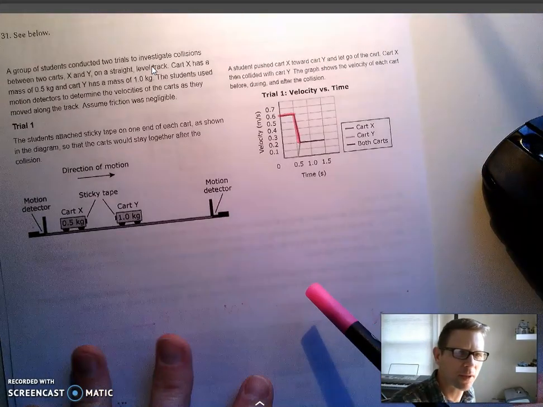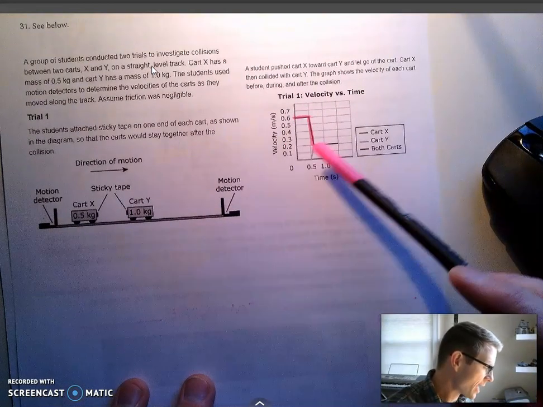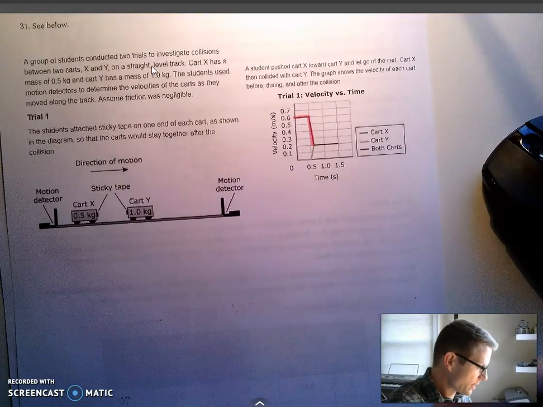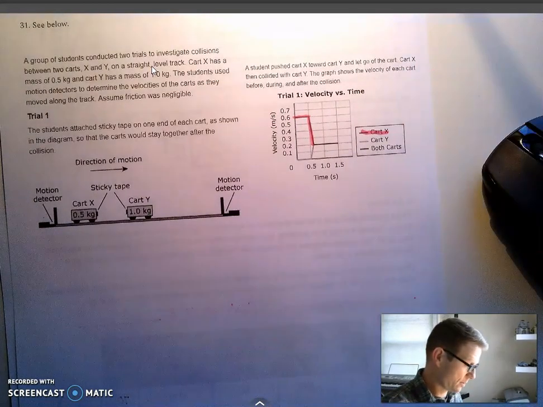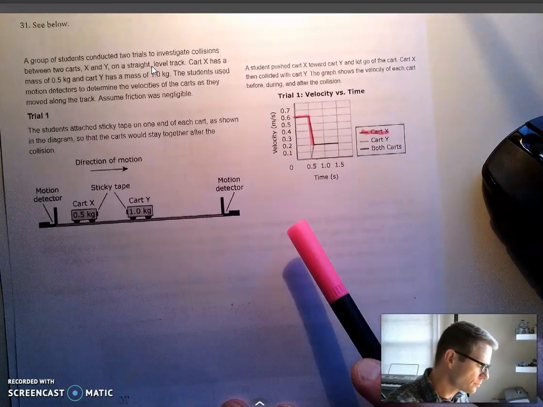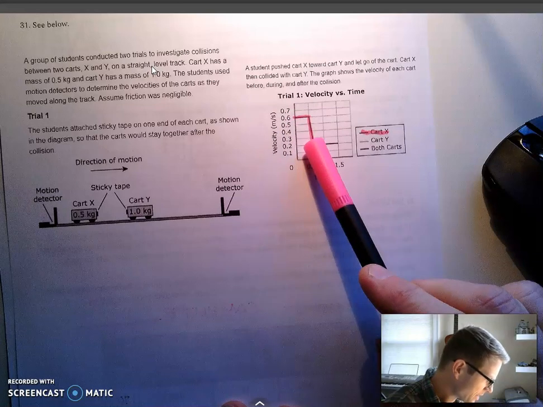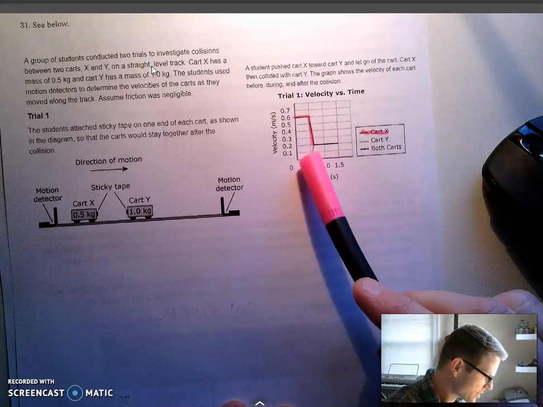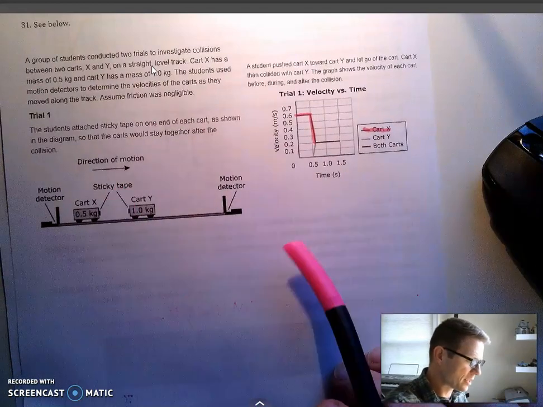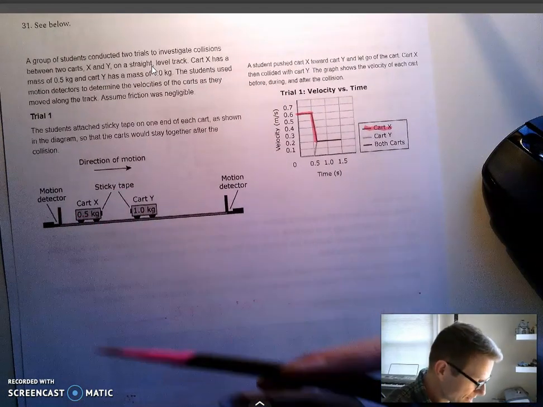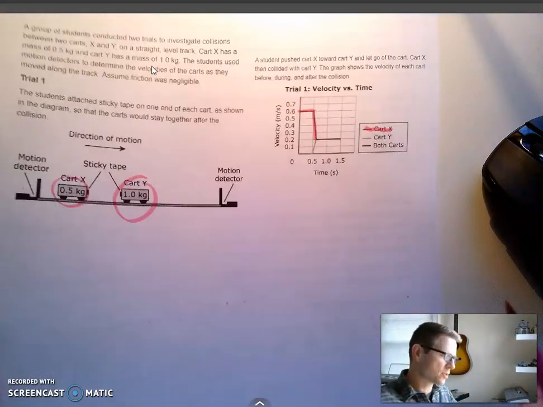I called this number 31. Very, very long and confusing, hard to see. I highlighted cart X. This is cart X in the pink. Hope that shows up nicely on video. Might look reddish on your video. So cart X is starting out, then something happens and it levels out with cart Y. Cart Y started here on the horizontal axis, and all this stuff, sticky tape. Note the masses. It tells you the masses. You need the mass to compute momentum. That's on the quiz tomorrow.